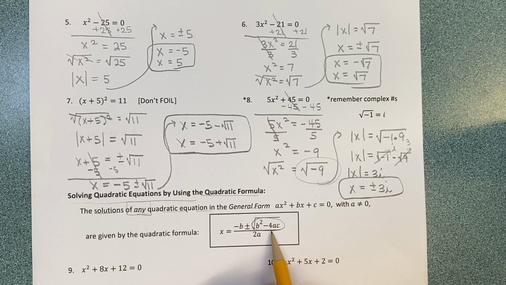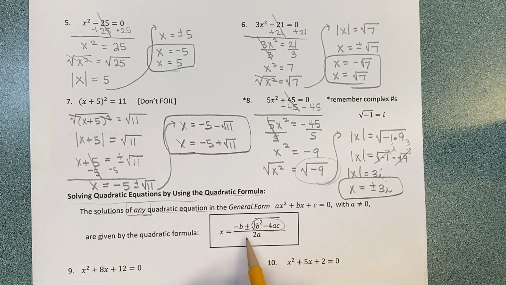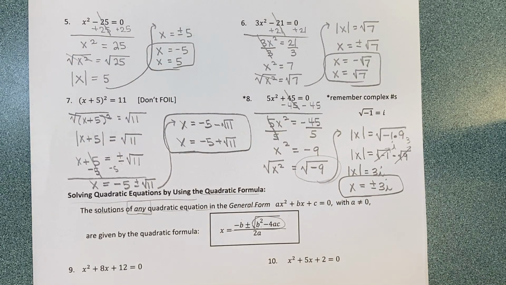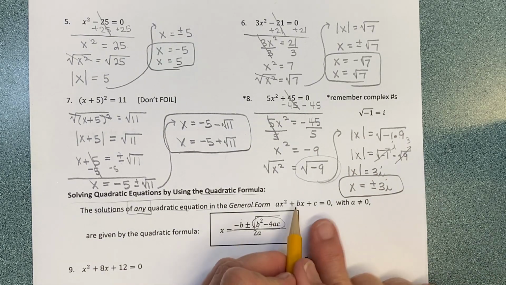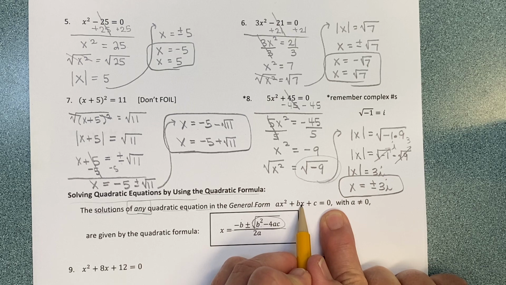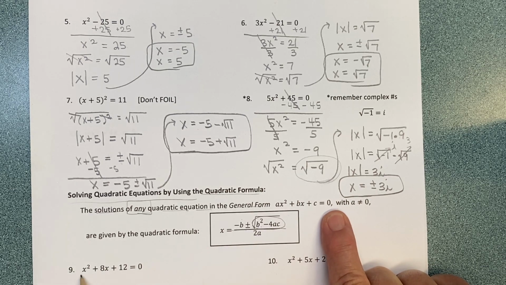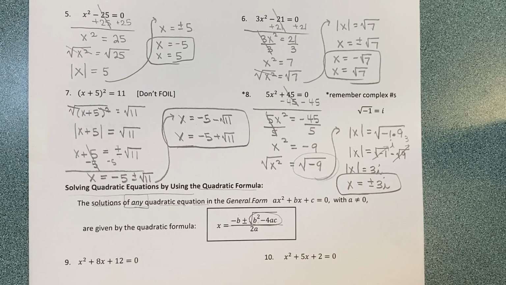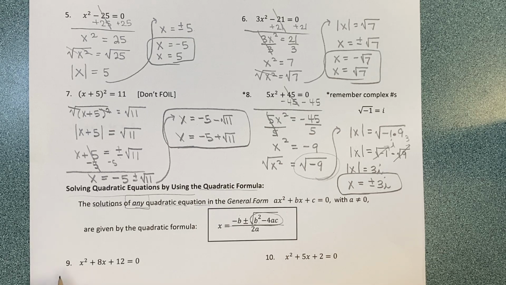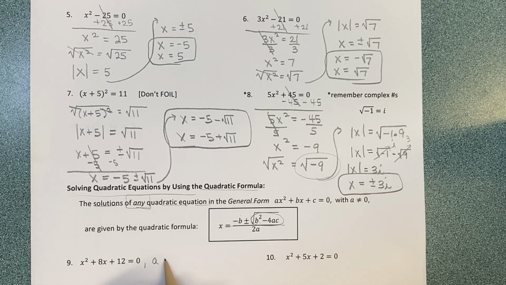This is sometimes what we call the discriminant. More about that later. All divided by 2 times a. So in order for us to use the quadratic formula, we've got to put the quadratic equation in general form, which means if it's solved for 0, we're good to go. So both these examples 9 and 10 are in general form. I would encourage you to go ahead and write out what the values of a, b, and c are.